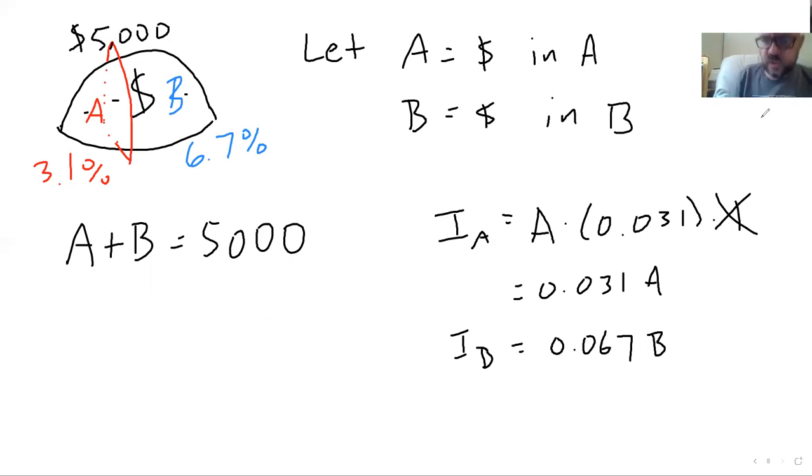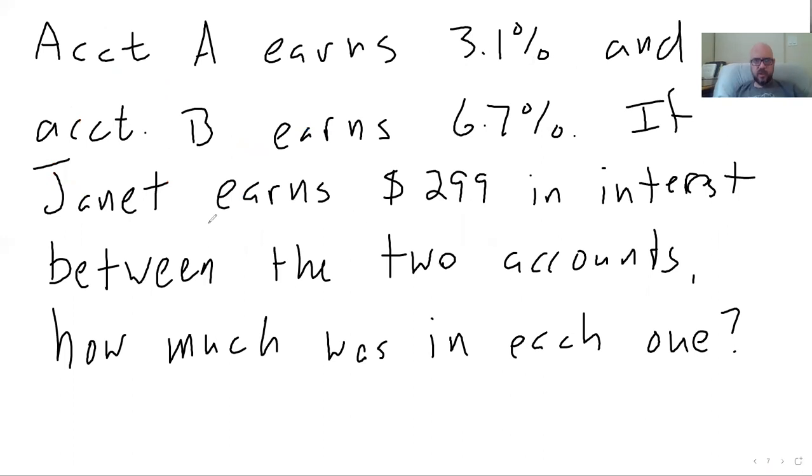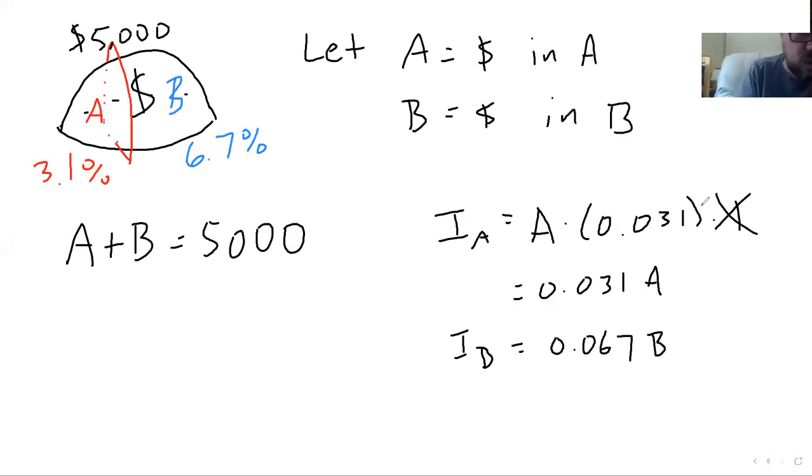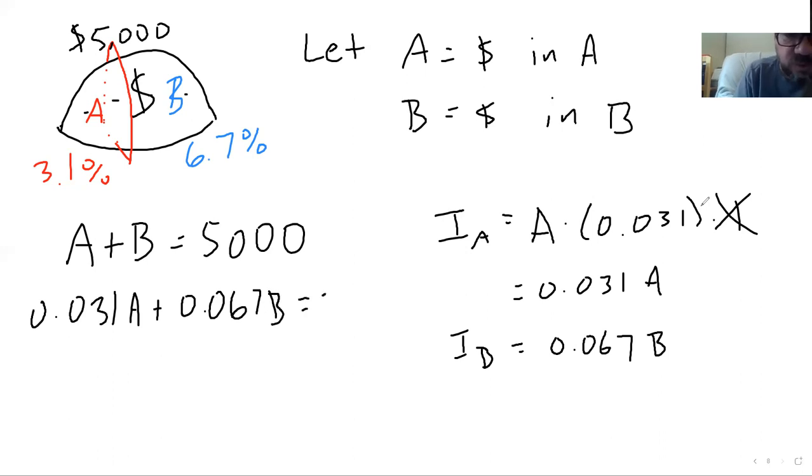And my total interest was some number, $299. Right? So Janet earns $299 in interest between the two accounts. So if I add those two interests up, I should get $299. And that is my other equation. 0.031A plus 0.067B is $299. All right, I think I can work with that.